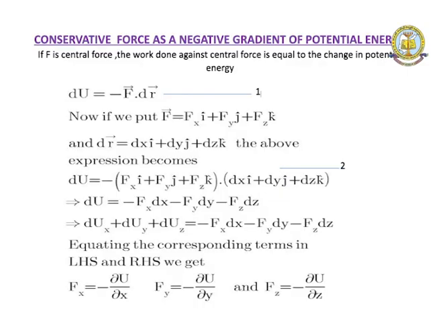and simplifying, comparing the x term, y term and z term, Fx is equal to minus dou U by dou x, Fy is equal to minus dou U by dou y, and Fz is equal to minus dou U by dou z. Combining these as a vector, F is equal to minus dou U by dou x i plus dou U by dou y j plus dou U by dou z k. So the del operator is substituted in this equation, F equals minus del U. This is the conservative force as a negative gradient of the potential energy.